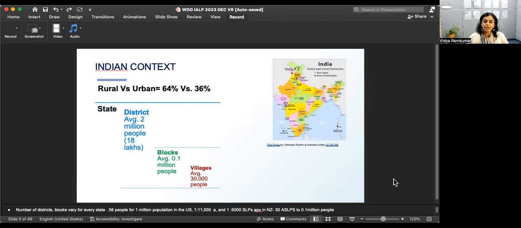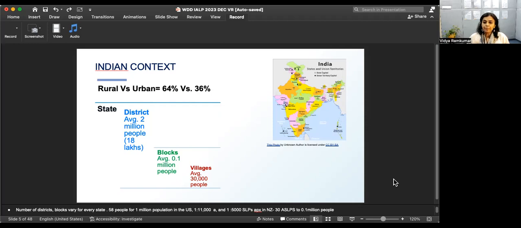And here you will see, on an average, 2 million people within a district. And the district is further divided into blocks, where you will see on an average about 0.1 million people. And the blocks are further split into villages, where you will find on an average about 30,000 people. This average is a very skewed average. The range can be very vast.